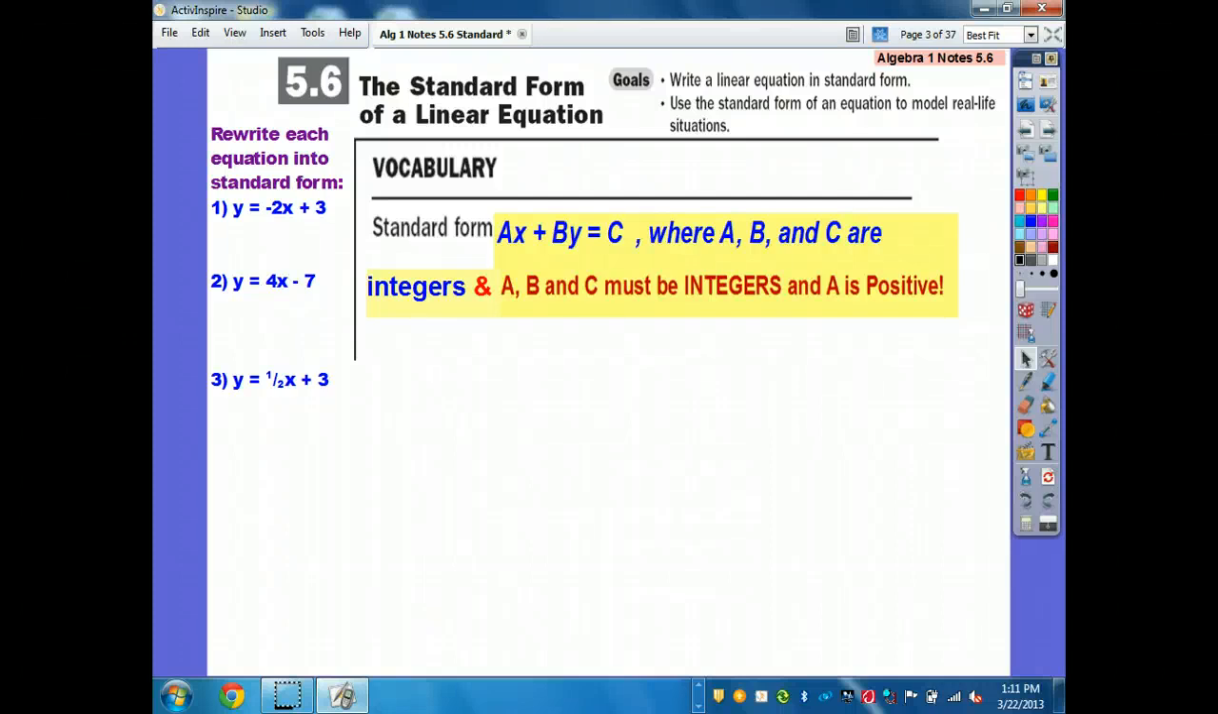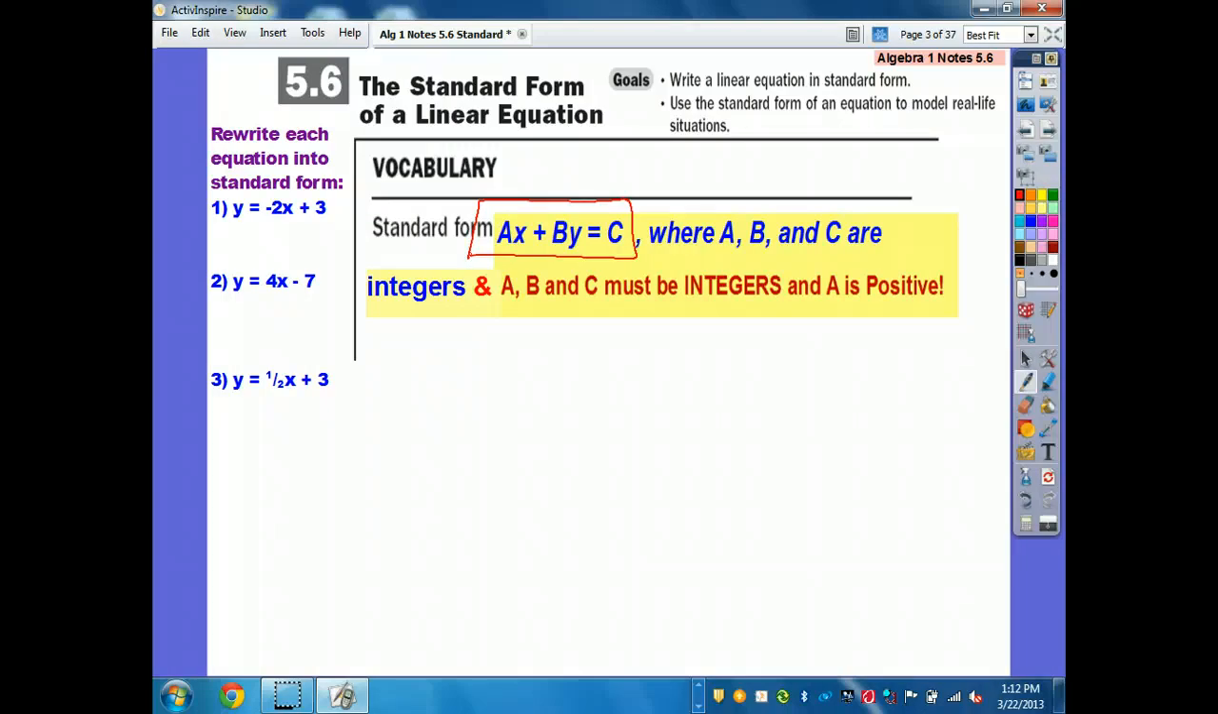5.6, the standard form of a linear equation. And right here they give you the standard form. And we have that written on our note card. AX plus BY equals C. Now on your note card we have the 5 steps.